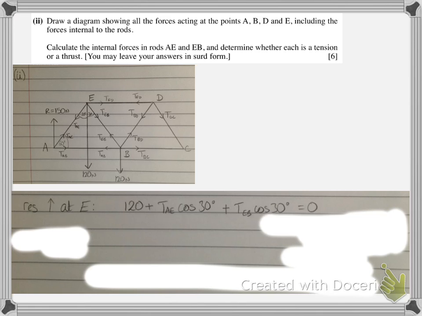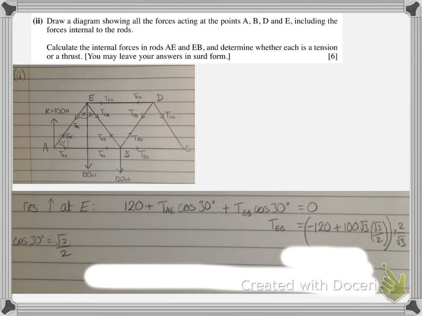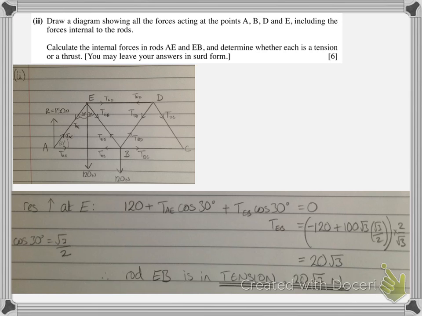So I'm going to use the fact that cos 30 is root 3 over 2, it's actually the same as sine 60, and rearrange this equation. So I'll subtract 120, I'll subtract TAE cos 30, which is minus 100 root 3 cos 30, and then divide by the cos 30 to get TEB on its own. So if I evaluate that, I end up with 20 root 3. Now that's positive 20 root 3, so I know that this one is in tension. So I'll write out that my final answer is rod EB is in tension 20 root 3 newtons.